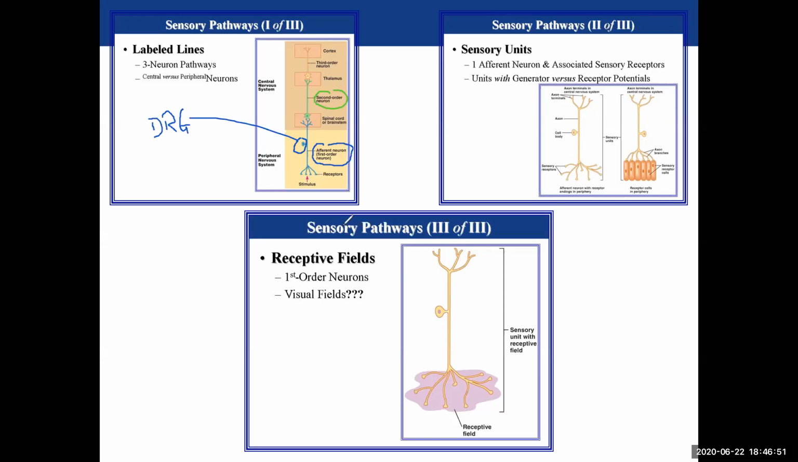And this synapse is in the spinal cord or the brainstem. And it's not random, it's not anywhere in the spinal cord. It is within the sensory nuclei. So this would be, how do I say this? The posterior gray horn of the spinal cord, or dorsal gray horn of the spinal cord.